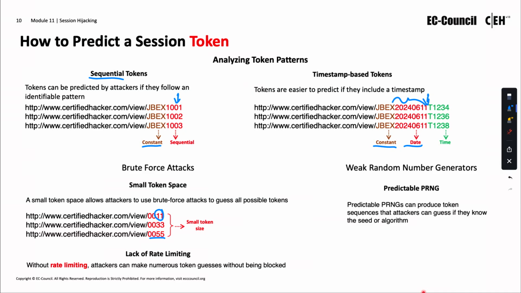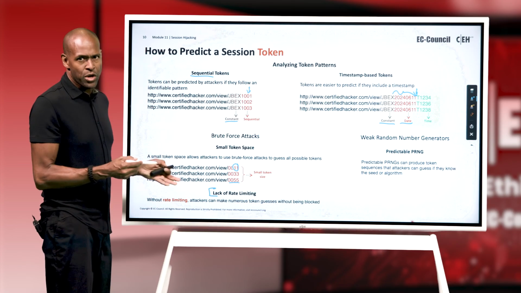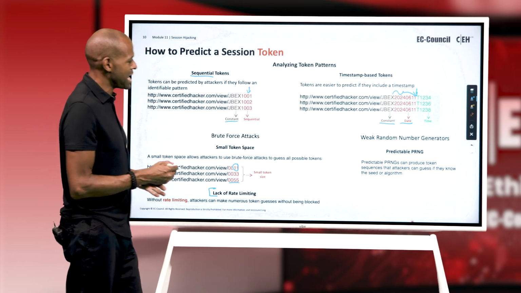So why is it possible to do this? Number one, down here is lack of rate limiting. So without rate limiting, you can make a whole bunch of tokens. You can guess, you can try over and over again, and you're not going to be blocked. So that's good for the attacker.